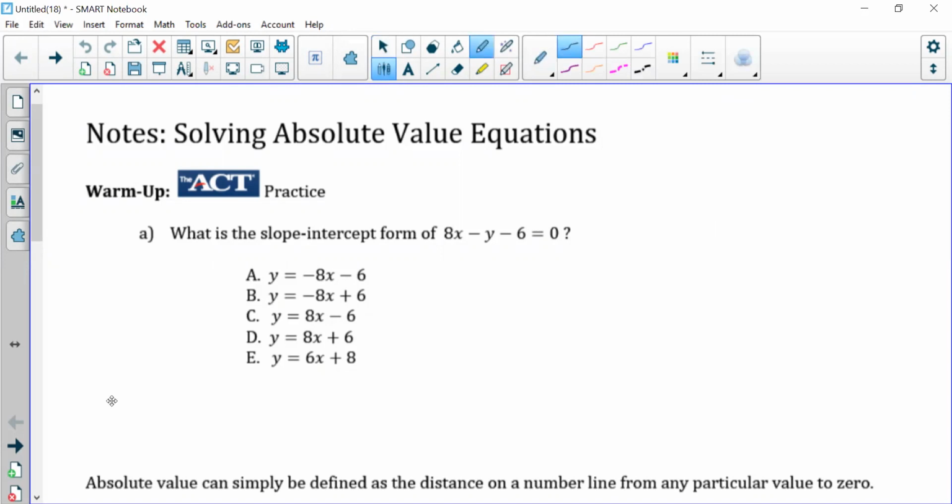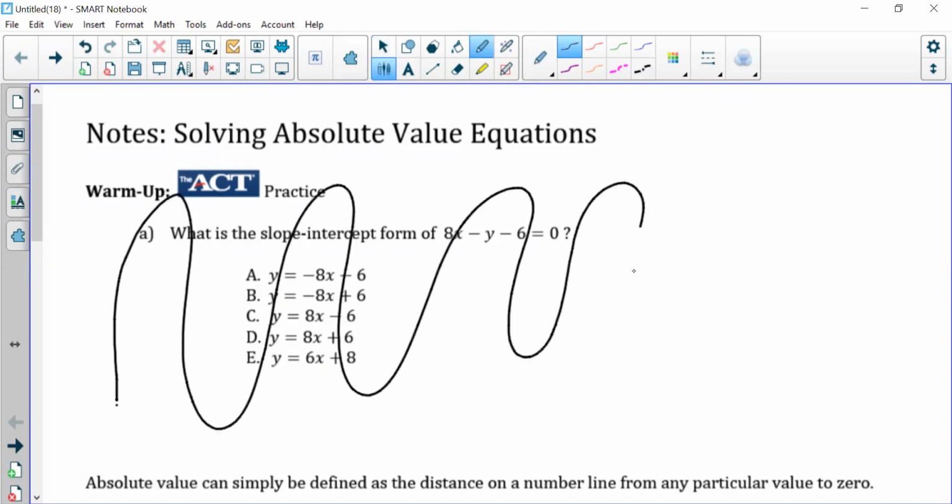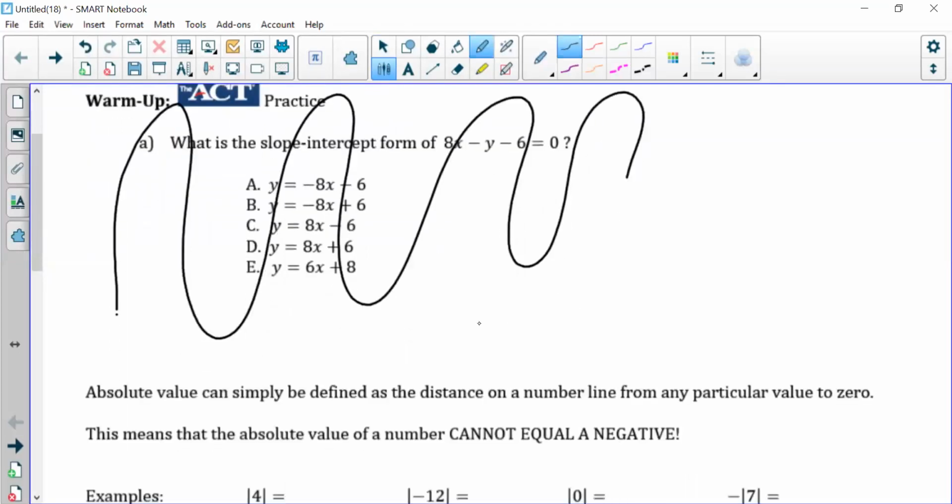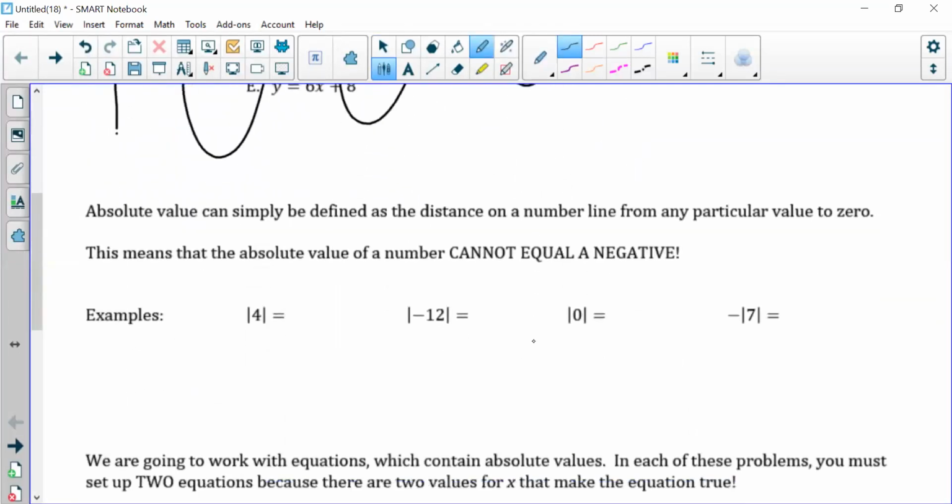First off, we're going to skip this warm-up question and just jump right into the content. All right, what we need to know: an absolute value can be defined as the distance on a number line from any particular value to 0. This means that an absolute value of a number cannot equal a negative.